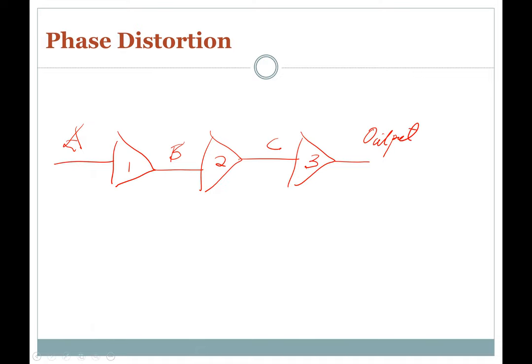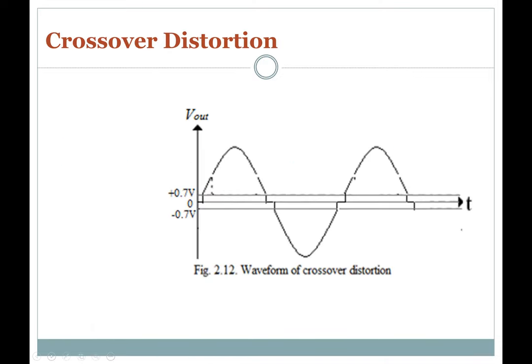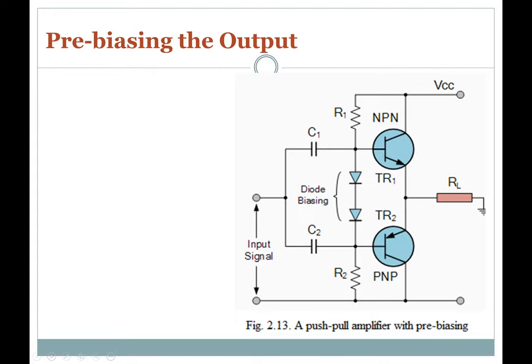Okay, all right. Now, let's look at one last type of distortion, which is the crossover distortion. Now, if you recall, you remember this diagram, which is the push-pull amplifier with pre-biasing. Since no bias is applied to the transistor, the incoming voltage has to rise above 0.7 volts, which you all know why, to overcome the potential barrier, okay, of the base emitter junction. Because of this, no current flows through TR1, which is the NPN transistor, when the signal is less than 0.7 volts.